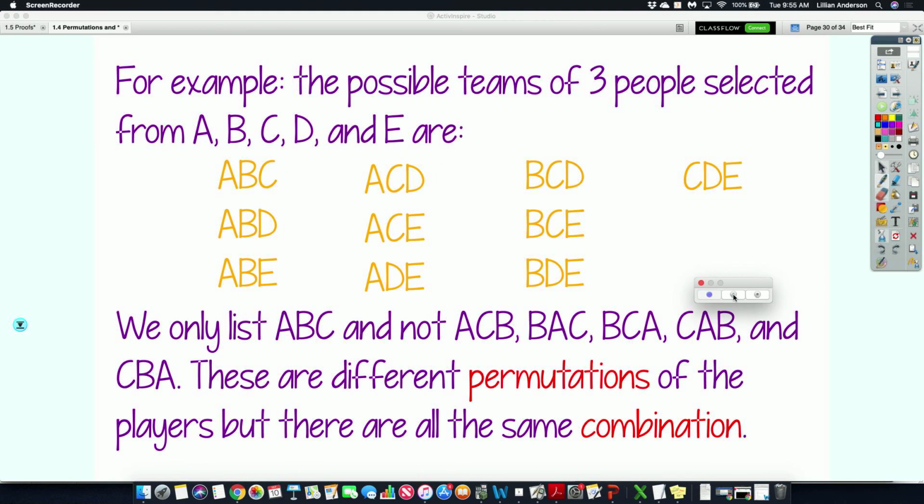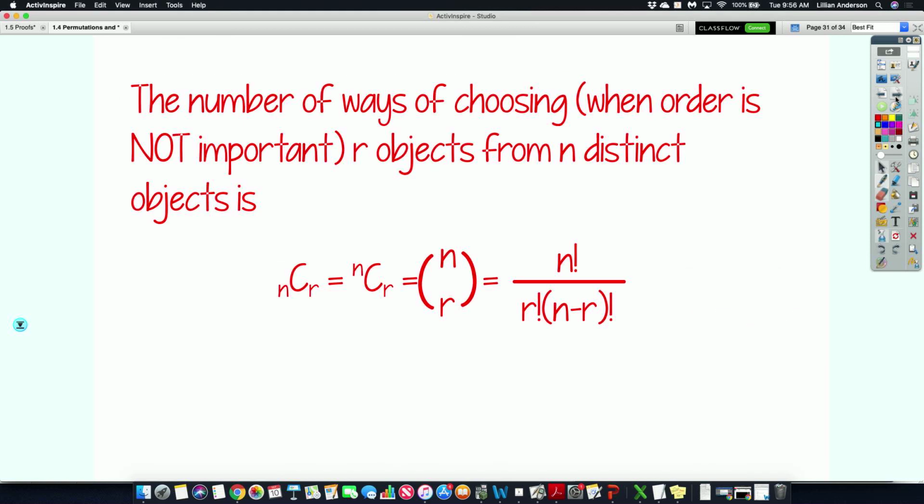So let's take a look at this example. The possible teams of 3 people selected from A, B, C, D, and E are what you see in the orange. Notice that ABC was listed, but not ACB or BAC or BCA or CAB or CBA. Those are all different permutations of the players, like Logan was saying, but they are all the same combination. So distinct, don't double up. ABC is the same thing as saying CBA. That is a combination. My mistake, you be careful on how I use these words.